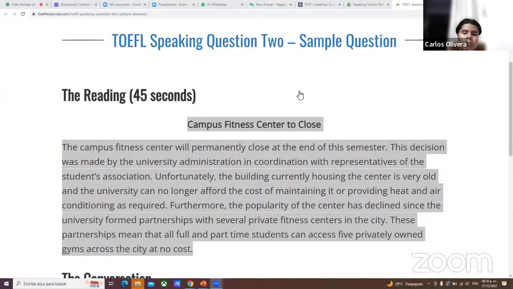Furthermore, the popularity of the center has declined since the university formed partnerships with several private fitness centers in the city. These partnerships mean that all full and part students can access 5 privately owned gyms across the city at no cost. Well, here we have the reading passage.